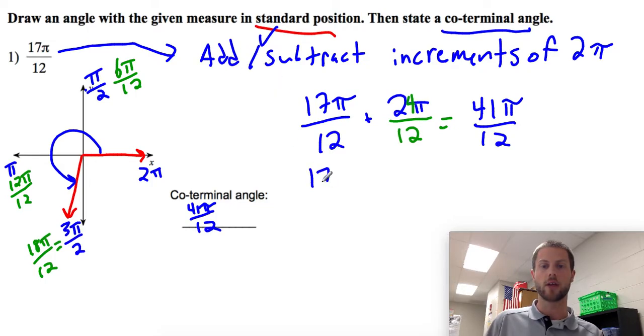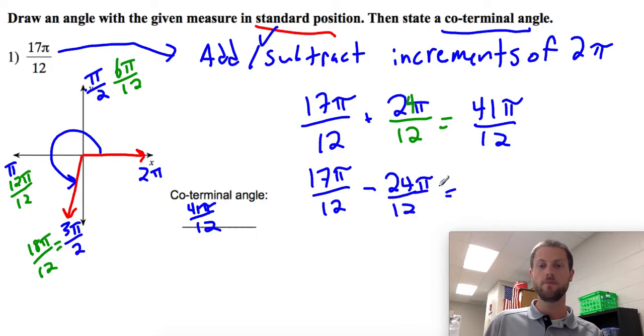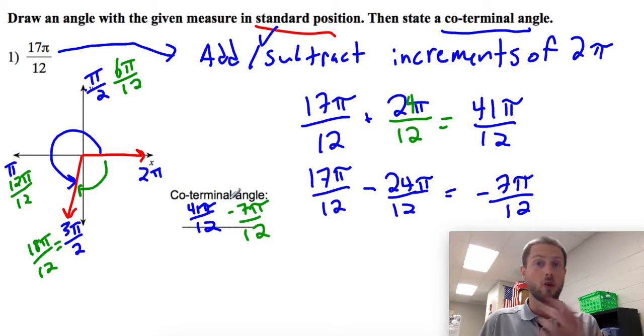Let's also try subtracting. Let's take 17 pi over 12, and let's pretend that I was going to go the opposite direction, take a negative rotation. If I were to subtract 2 pi from this, or subtract 24 pi over 12, I think that comes out to be negative 7 pi over 12. And so that's what this rotation would be. This would be a negative 7 pi over 12. Those are both coterminal angles.